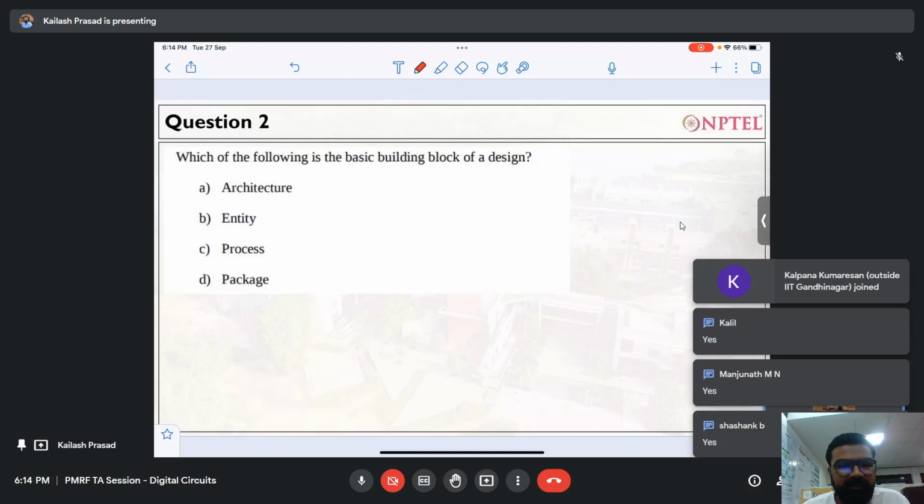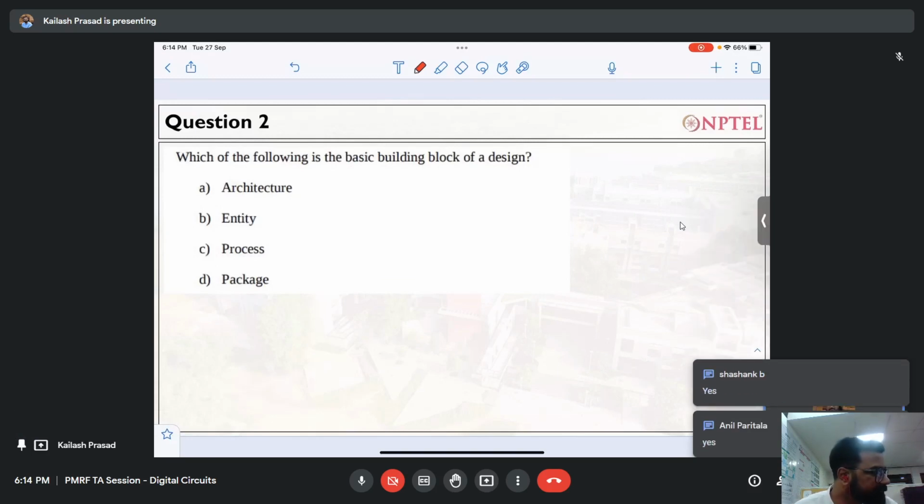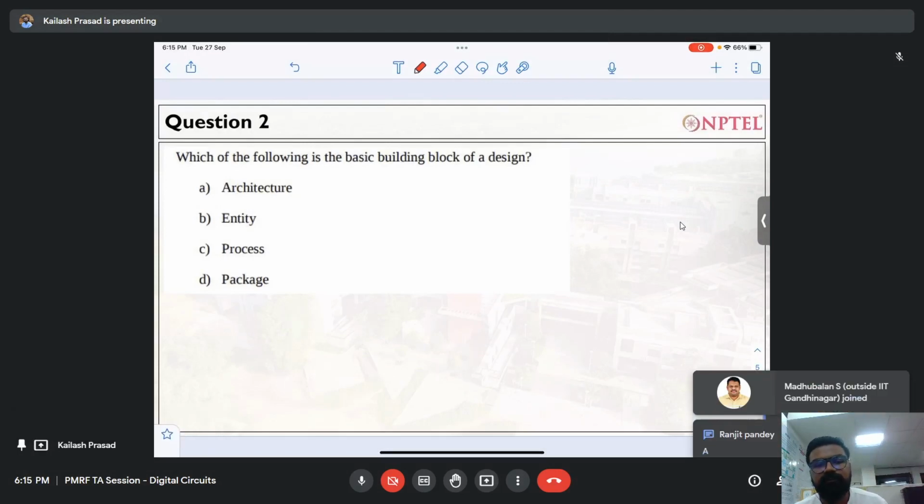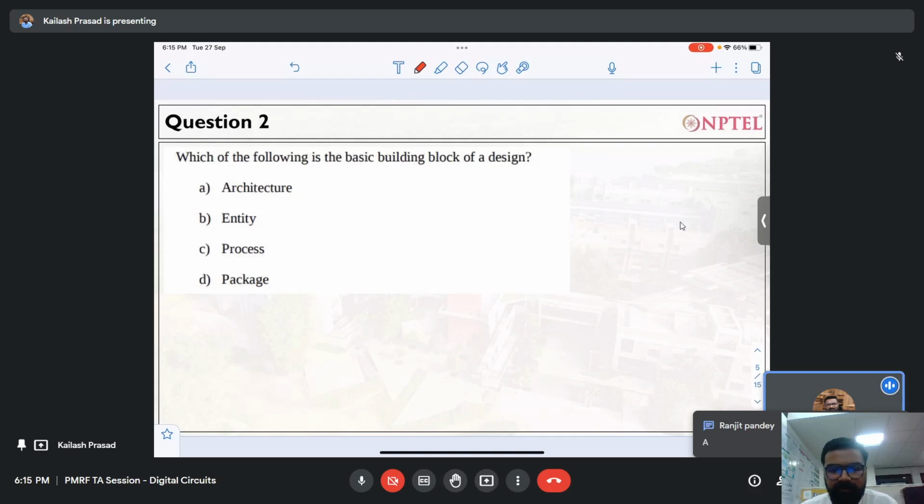Moving to the second, which of the following is the basic building block of a design? Does anybody know the answer? If you have watched the videos, anybody knows the answer? A. Okay, Ranjit is saying A. What about other students? Any other student want to answer?